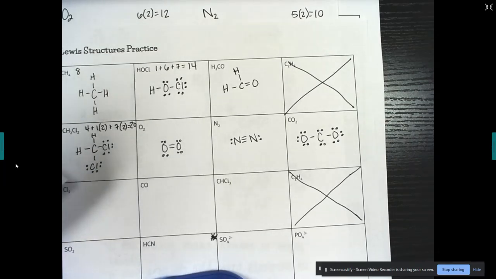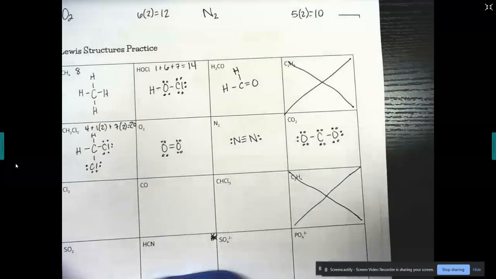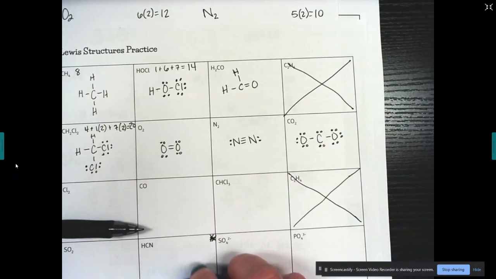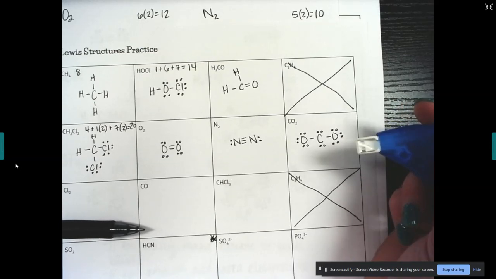Okay, you've got too many around the sulfur because that's 2, 4, 6, 8, 10. And it can have more than 8, but in this case it won't. So this isn't right, because your carbon doesn't have 8 around it. It's only got 2, 4.